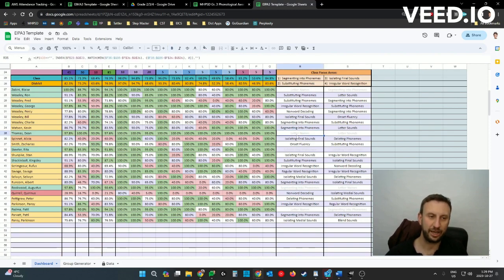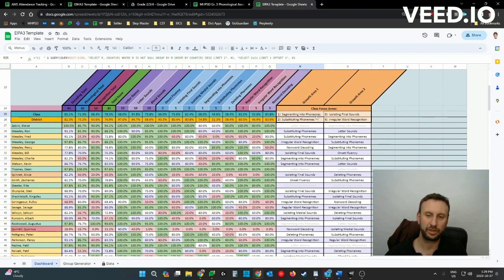If it's grayed out, like for example for Dean Thomas here, where there's nothing showing up, or very, very light coloring, that means that they did so well, there aren't really growth areas to identify for that student easily, so that's left up to teacher discretion. That's also kind of coming up with a class focus area up here.